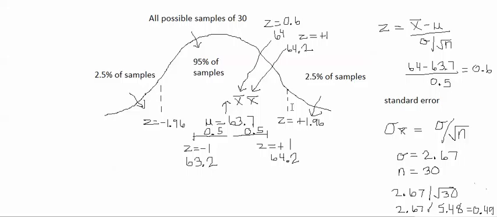Now, we could actually calculate the distance from the population mean to the boundary points of the middle 95% of the samples. As long as the possible samples are following a normal curve, like they are here, you can actually calculate this distance. It's called the 95% margin of error.